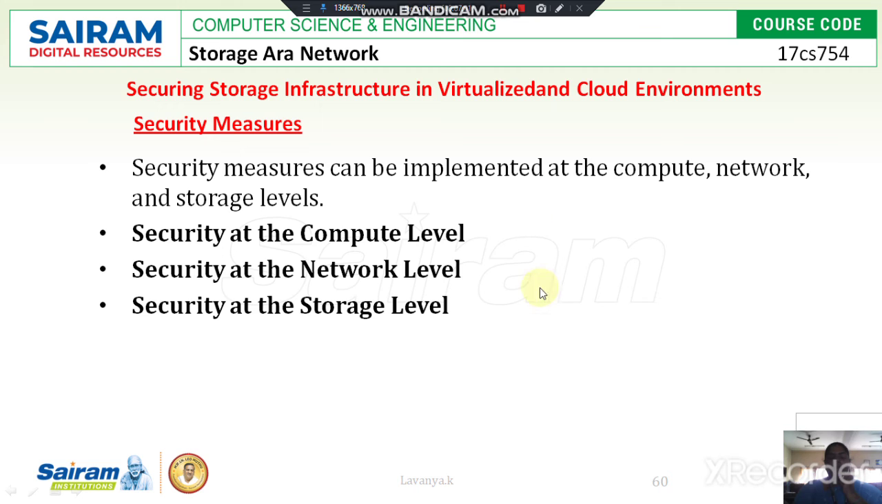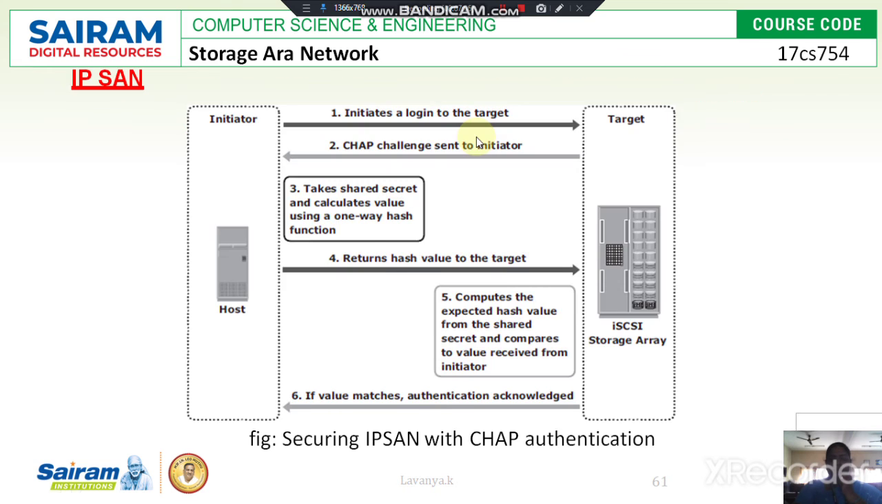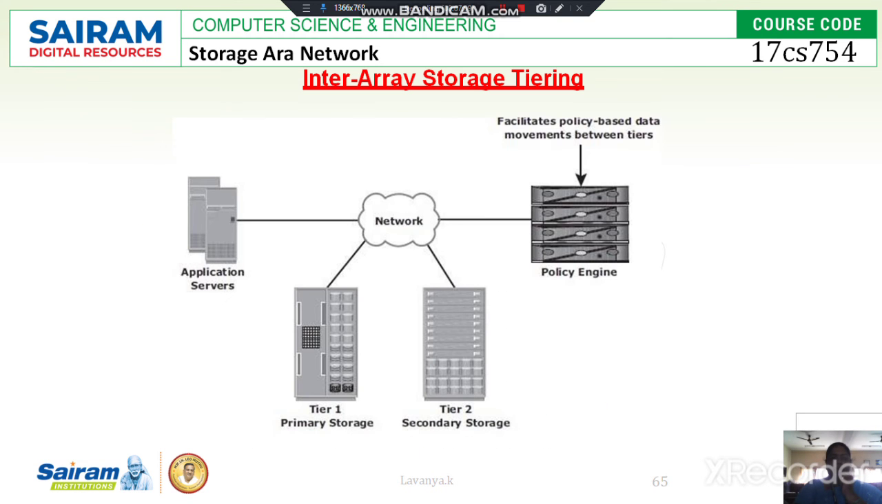Then I'll move on to the next one, inter array storage tiering. In inter array storage tiering, we are going to use two types of tiering: tier 1 we consider as the primary storage, and tier 2 we consider as the secondary storage. Based on the policy engine, the data movement between tier 1 and tier 2 is everything stored in the policy engine.